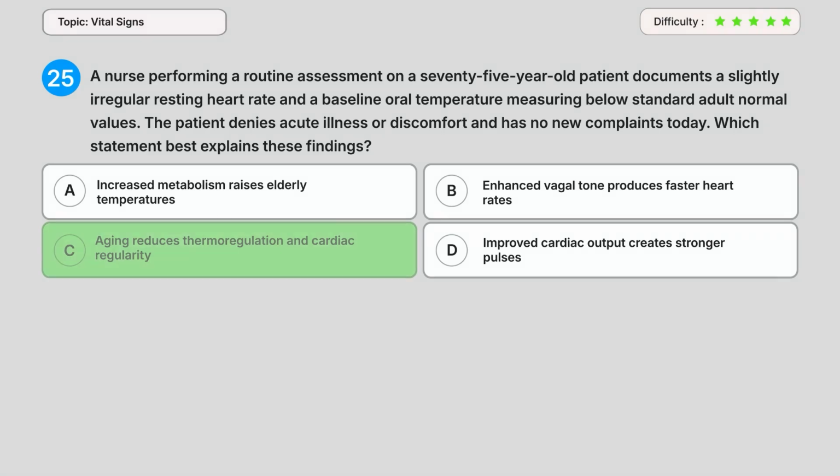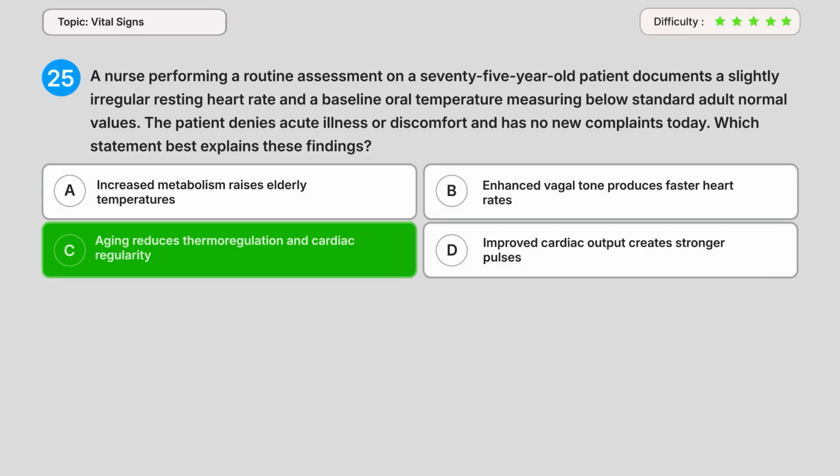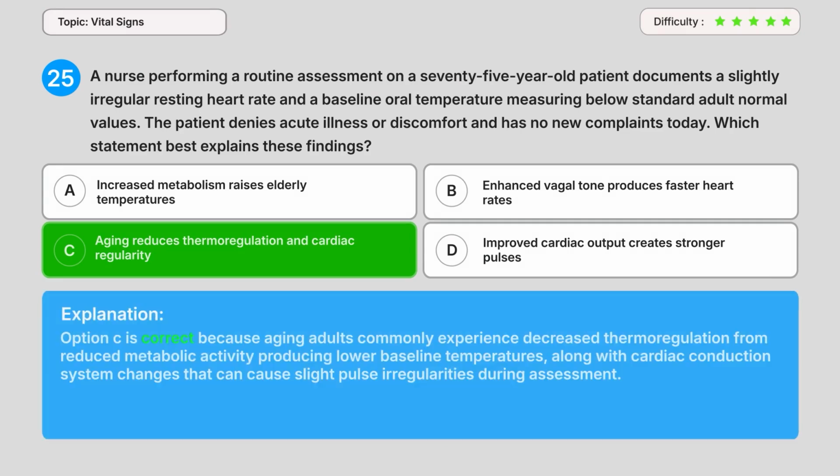Correct answer, C. Aging reduces thermoregulation and cardiac regularity. Explanation. Option C is correct because aging adults commonly experience decreased thermoregulation from reduced metabolic activity, producing lower baseline temperatures, along with cardiac conduction system changes that can cause slight pulse irregularities during assessment.